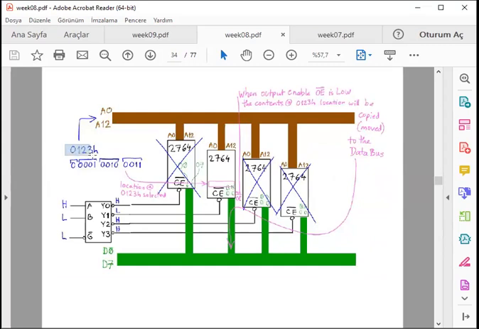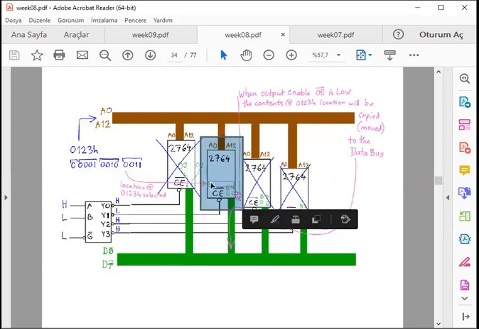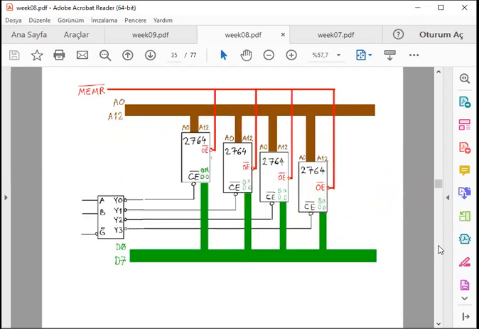If the address is 013, and the other inputs are like this, you can self-study to estimate the location of the chip in that memory bank, a special address.